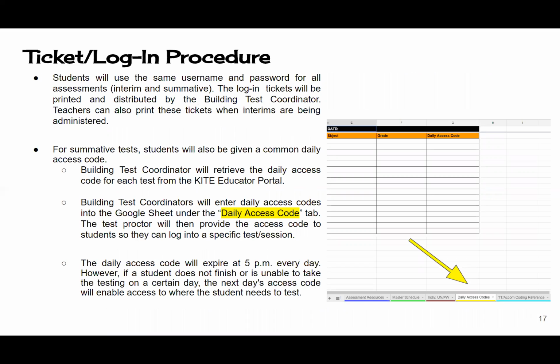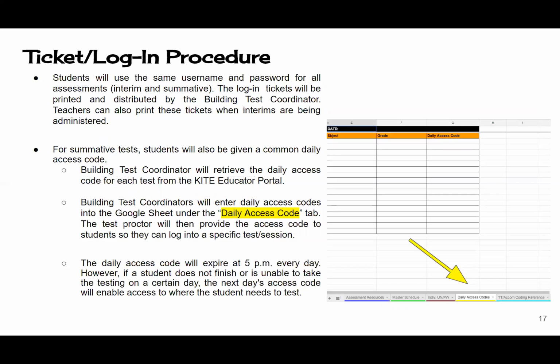For summative assessment, students will also be given a common daily access code. The building test coordinator will retrieve the daily access code for each test from the KITE educator portal and enter it into the Google Sheet under the Daily Access Code tab. The test proctor will then provide the access code to the students so they can log in to a specific test session.